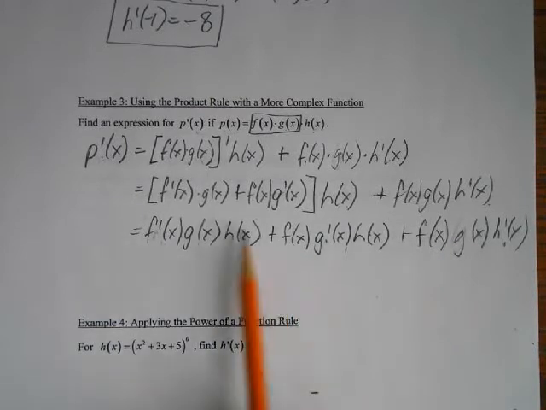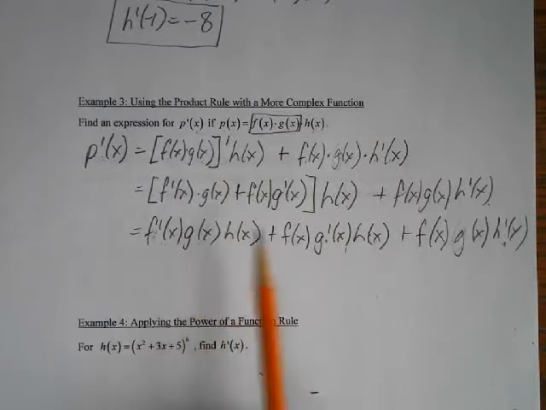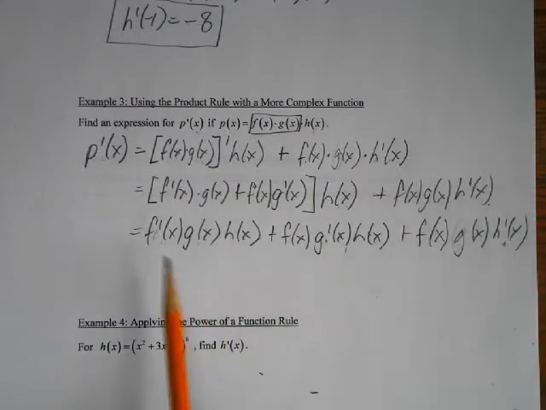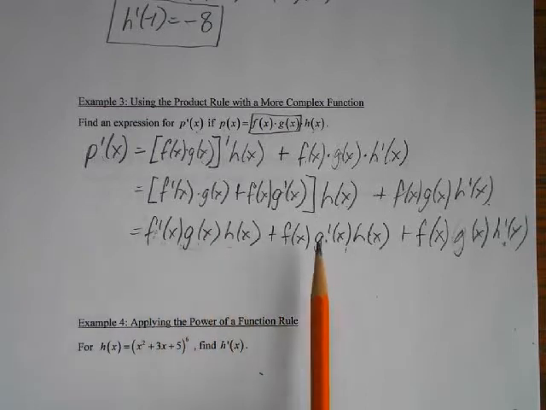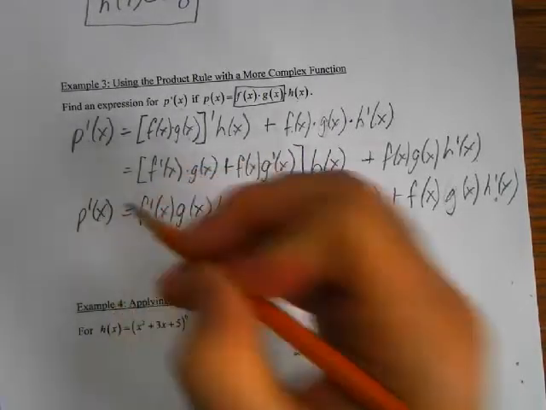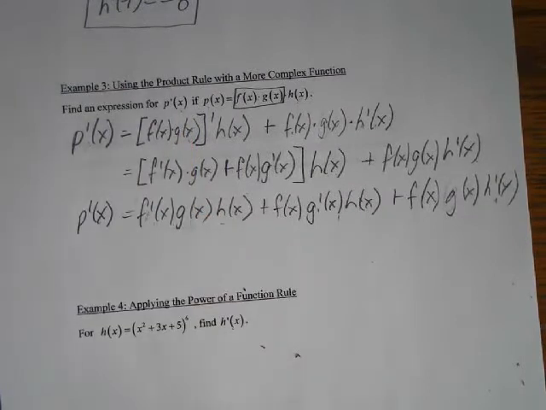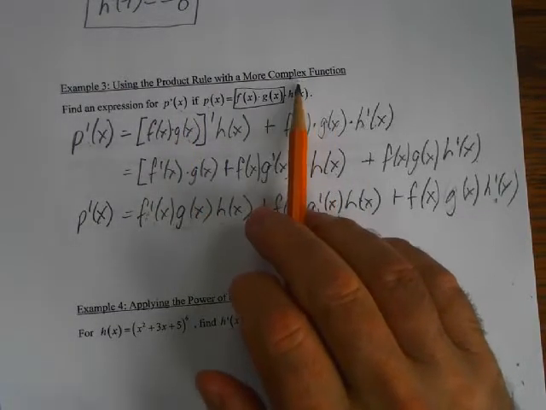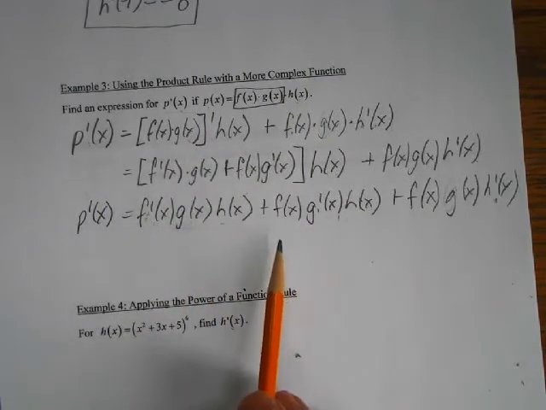You could actually figure out, well, what if it was four functions multiplying? Well, then you'd have four separate products. Each product has all four functions, and each product contains one of the derivatives. So that's basically how you could extend the product rule for a more complex function with more products. So this was a nice way of showing how it works.